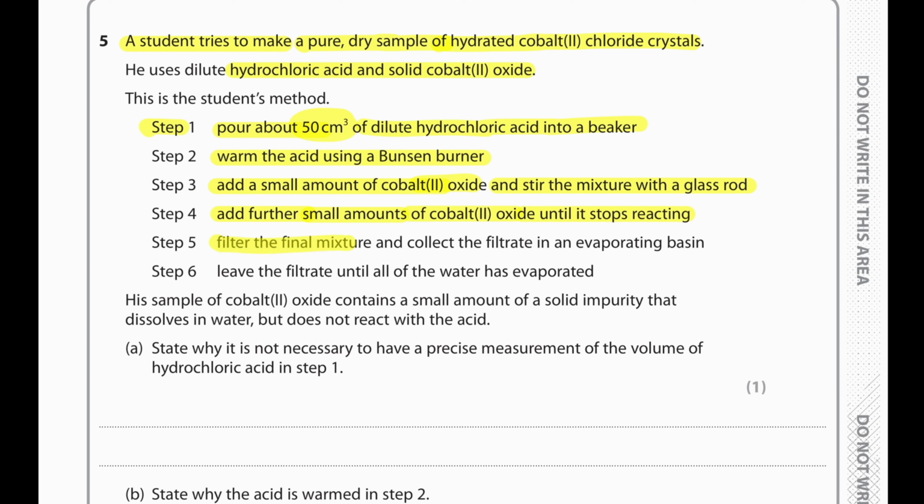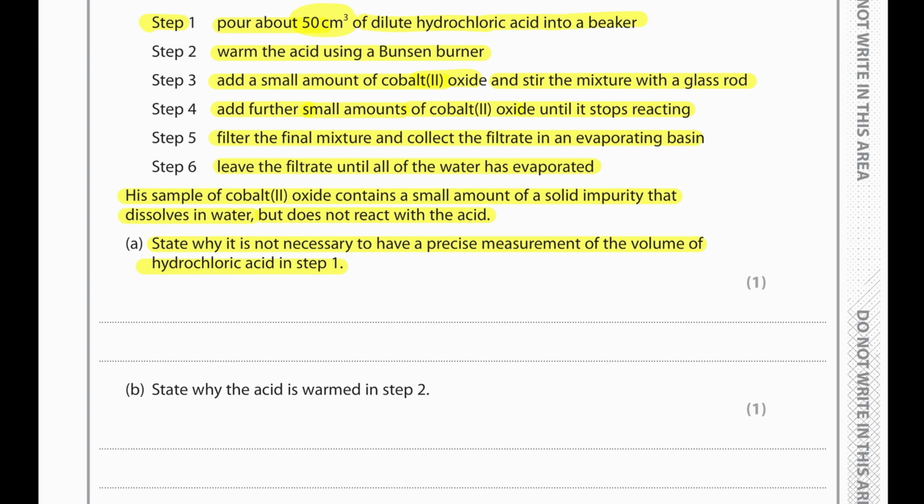Step 5. Filter the final mixture and collect the filtrate in an evaporating basin. Step 6. Leave the filtrate until all of the water has evaporated. His sample of cobalt oxide contains a small amount of solid impurity that dissolves in water but does not react with the acid. State why it is not necessary to have a precise measurement of the volume of hydrochloric acid in step 1.